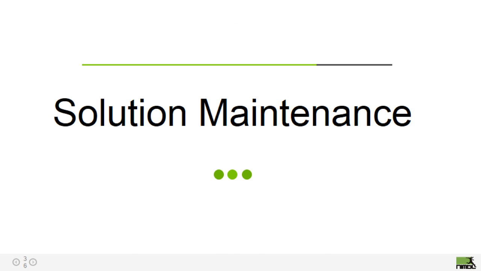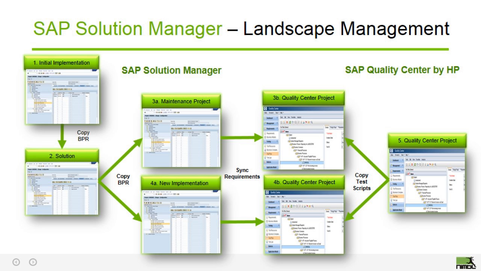Finally, we wanted to talk about the solution maintenance. So there was a question about whether you can copy or point Solution Manager to multiple QC projects or vice versa. Well, the way we typically recommend to our customers they go about maintaining their solution is like so. So you start off with an initial implementation project within Solution Manager. Once you have all your business processes defined correctly within Solution Manager, you then copy that over into what's known as a solution.